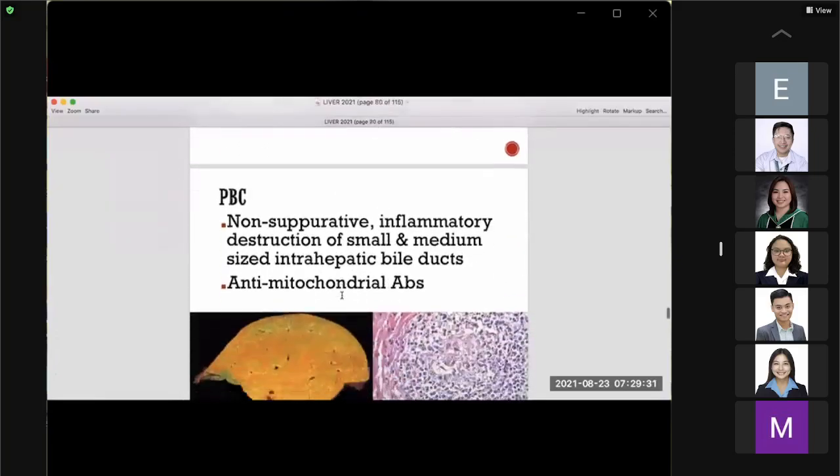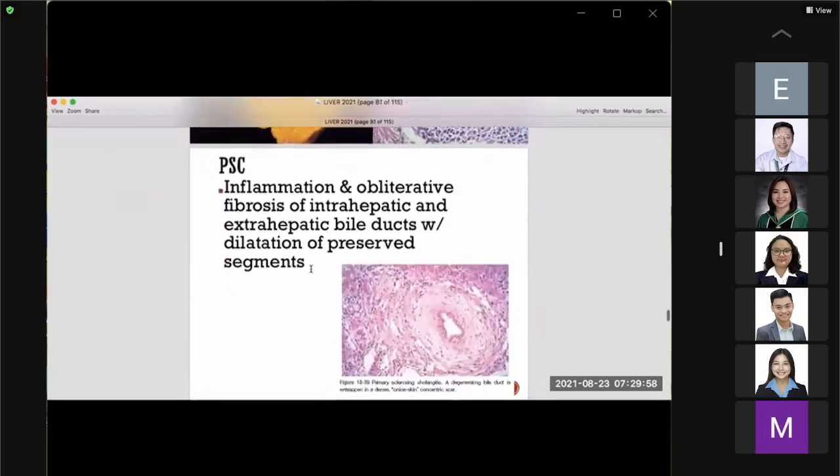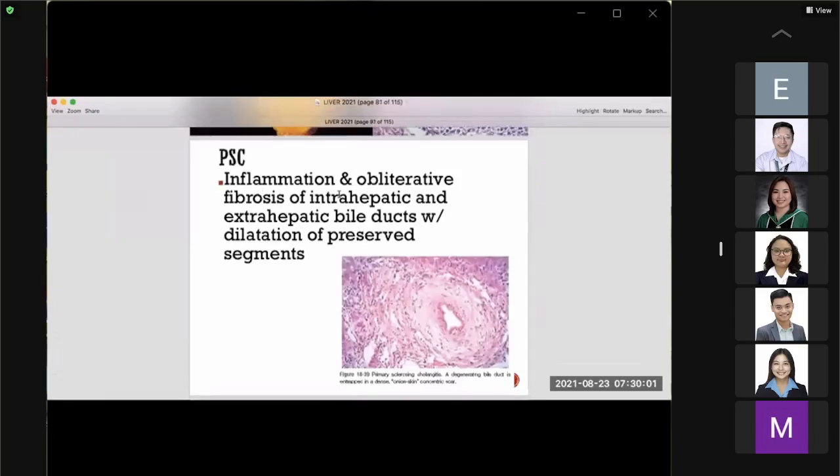So with PBC, this is non-suppurative. So ibig sabihin, hindi siya yung neutrophilic infiltration. So there is inflammatory destruction of the small and medium-sized intrahepatic ducts. Okay, we get to demonstrate the presence of anti-mitochondrial antibodies in this condition. Whereas PSC, there is inflammation and obliterative fibrosis of intrahepatic and extrahepatic bile ducts, and then yung preserved segments will have dilatation.